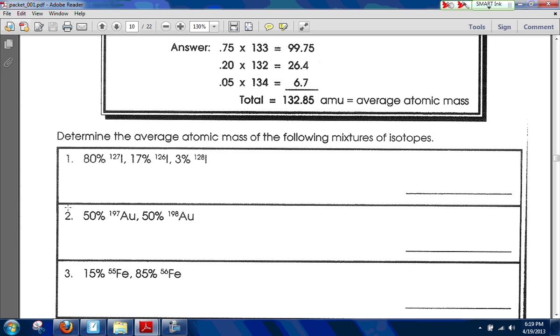So our example is going to be number 1, and it's 80% iodine 127. As a decimal, 80% is just 0.80 times 127. 17% iodine 126 is going to be 0.17 times 126. 3% iodine 128 is 0.03 times 128. And you just add them up. Go ahead and put them in your calculator, because that's the easiest way to multiply and add. 0.80 times 127 plus 0.17 times 126 plus 0.03 times 128, and we get 126.86.